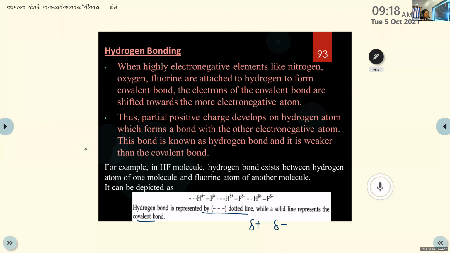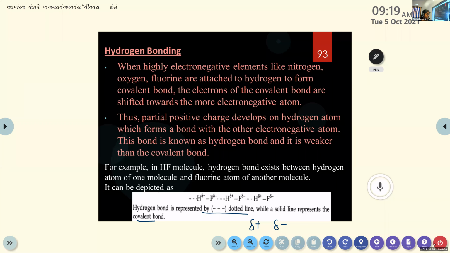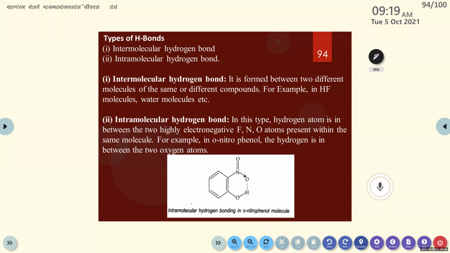Okay, then about the two types of hydrogen bonding. First one is intermolecular hydrogen bond and the second one is intramolecular hydrogen bond. So the intermolecular hydrogen bond is in between two molecules. Example HF. We can see that one HF molecule will form hydrogen bond with another HF molecule. Okay. So intermolecular hydrogen bond is formed between two different molecules of the same or different compounds. For example, HF molecule, then water molecule, then between HF and H2O also comes under this intermolecular hydrogen bonding.